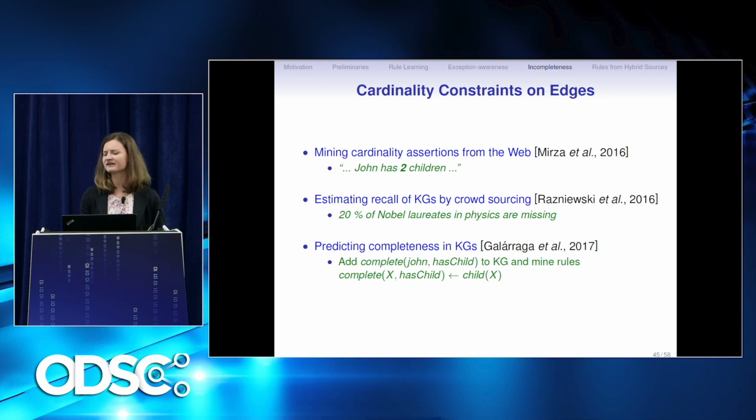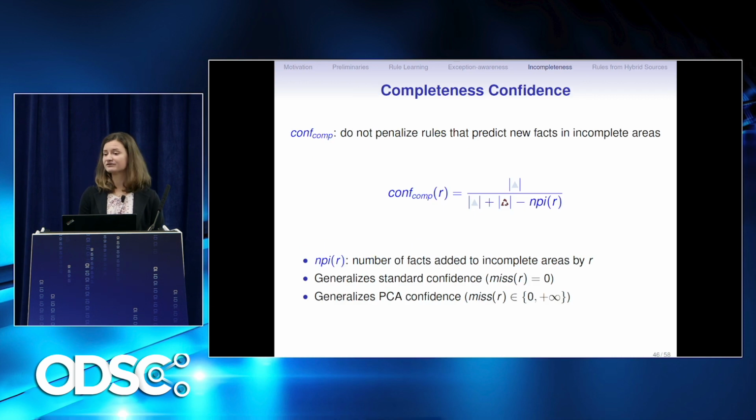help. There are other works that deal with this completeness question. So there is previous research which we could actually reuse in this context. And basically, we introduced the novel notion of completeness confidence, which would penalize rules that predict new facts in complete areas. It will not penalize rules that predict new facts in incomplete areas, right? So that is this incompleteness information that we would then exploit.